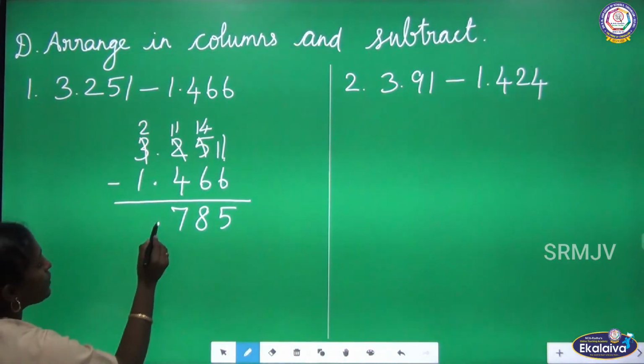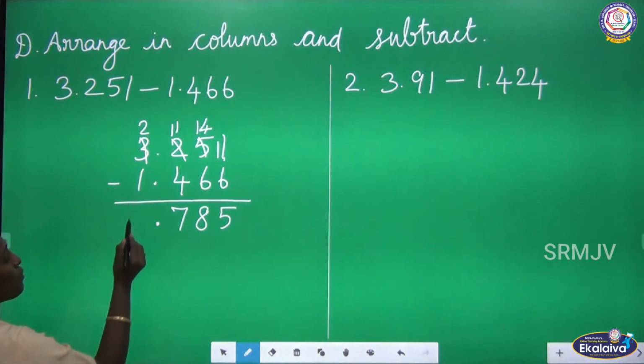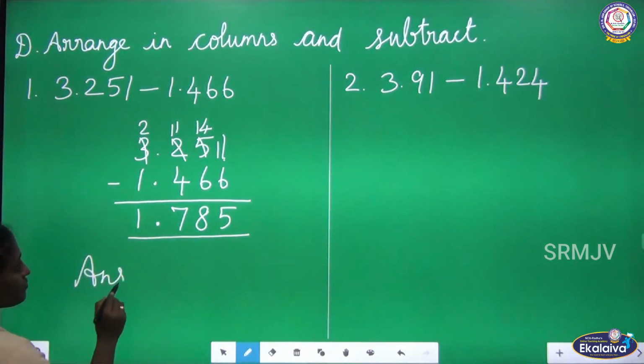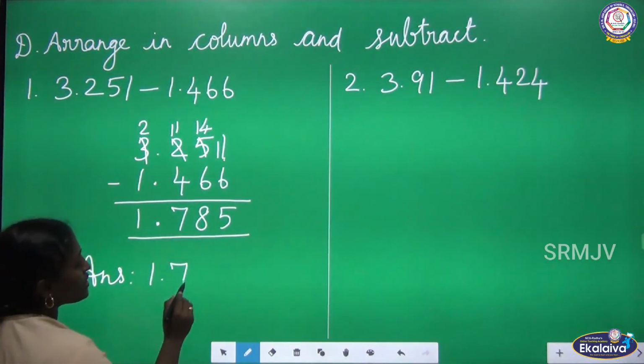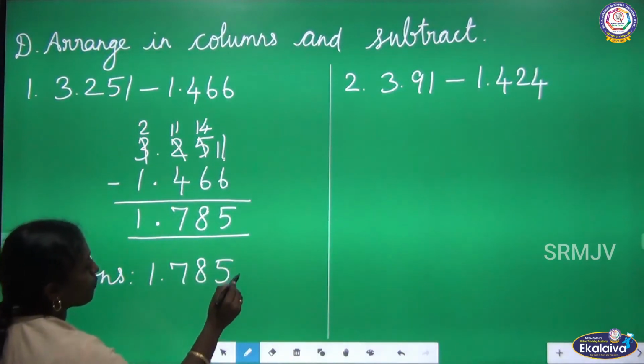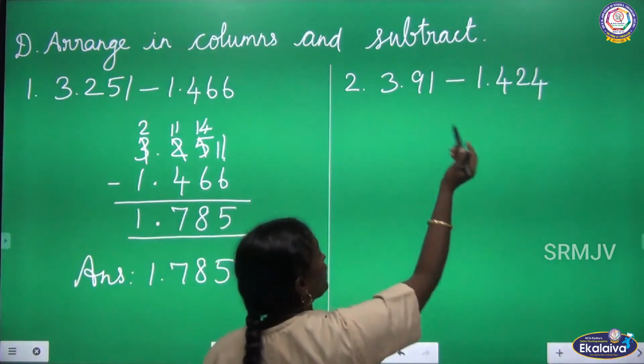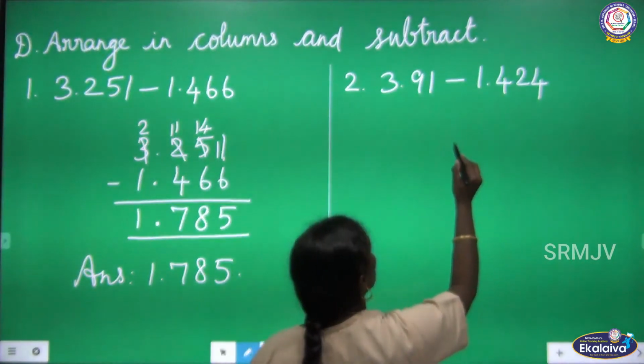Then we have to keep the decimal point. Then 2 minus 1 is 1. So the answer is 1.785. Okay. Then the next numbers, 3.91 and 1.424.